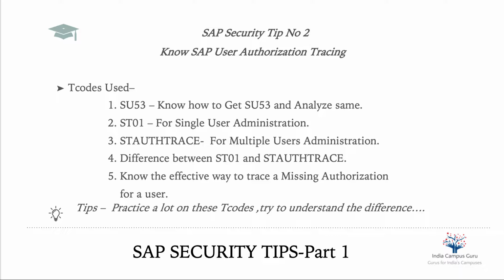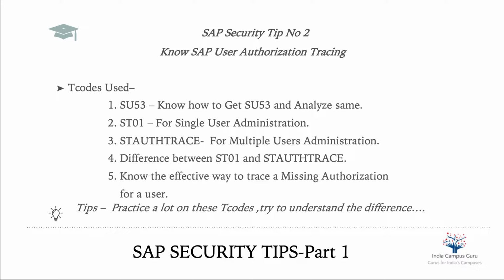Okay, the next one would be, again, as I said, SU53. I would have a detailed session on that, but sometimes it doesn't help you because the user may have clicked on some other screen, or it is just capturing a false positive and not the real authorization issue. So in that case, you have to go beyond SU53. You have to actually use ST01, or there's an advanced T code called ST auth trace. There's a new one coming up called ST user trace, but I would say limit your work or your knowledge to ST01 and ST auth trace, and know what the differences between these two T codes are.